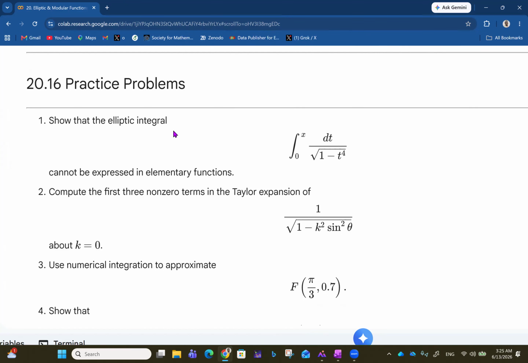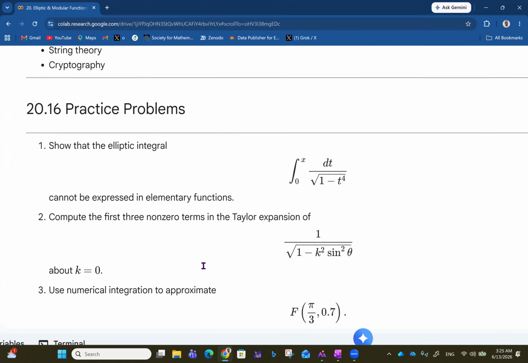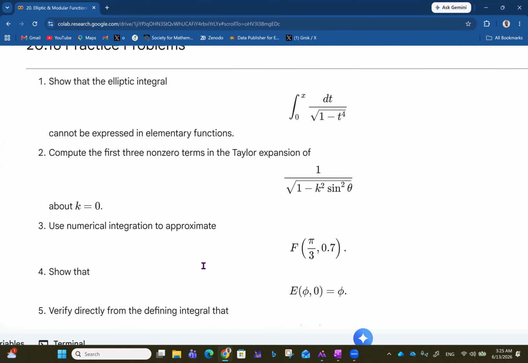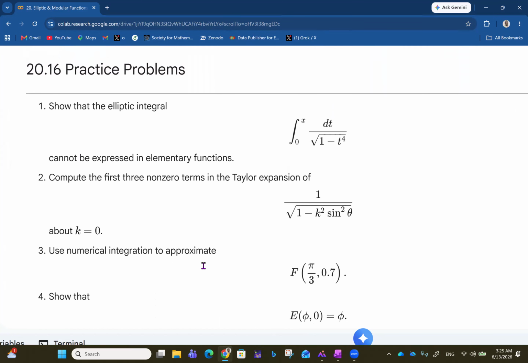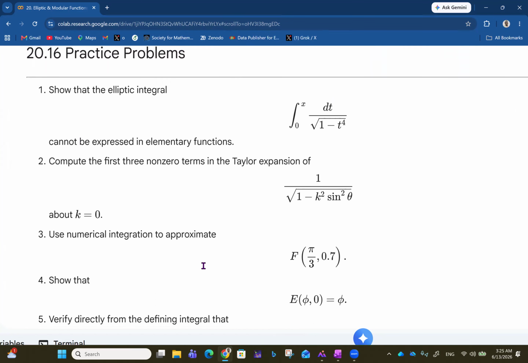So show that the elliptic integral cannot be expressed in elementary functions. Compute the first three. So let me just flash the questions actually. Here we can see questions 1 to 4 like this.